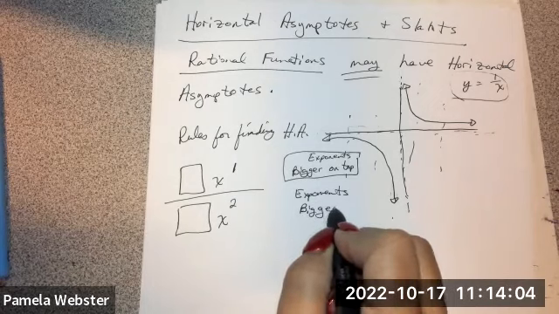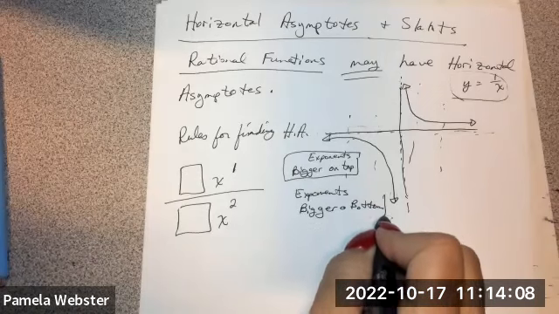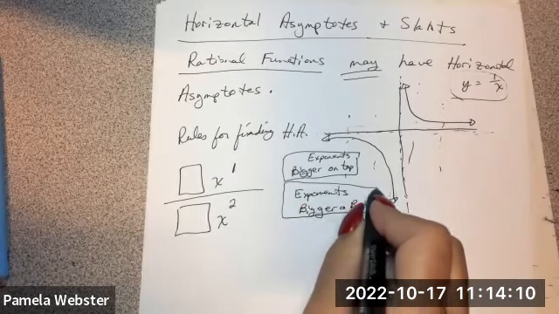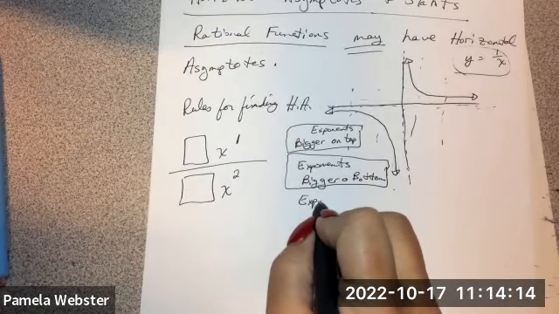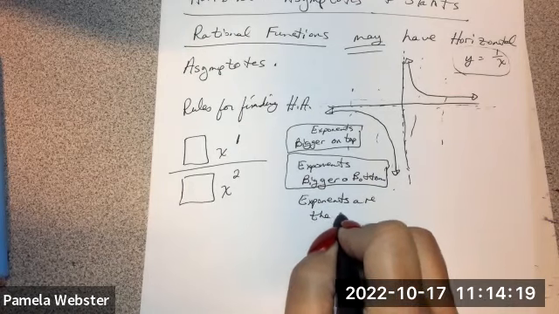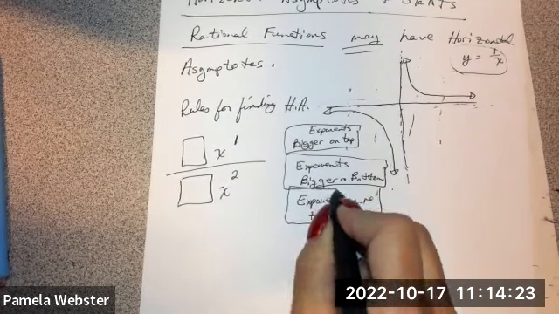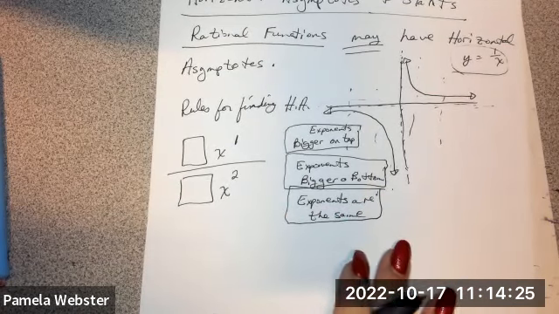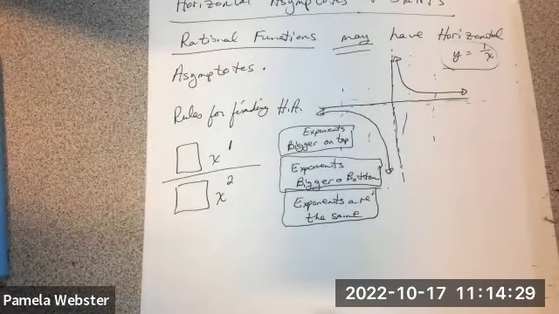So there's three cases. Exponent's bigger on top, exponent's bigger on bottom, or the exponents are the same. Okay, those are my three different cases. So we're going to look over and over again at different situations, and hopefully we'll come up with it pretty quickly what we can do here.